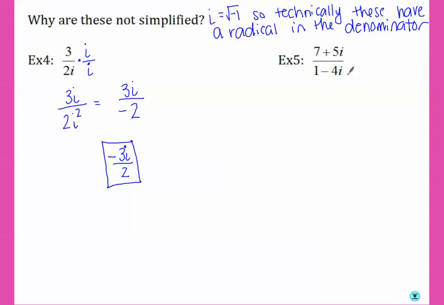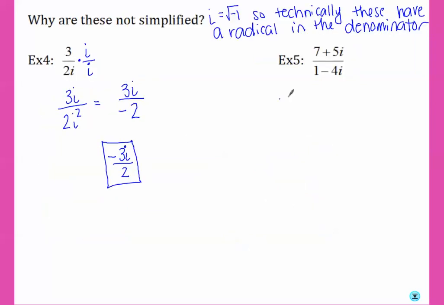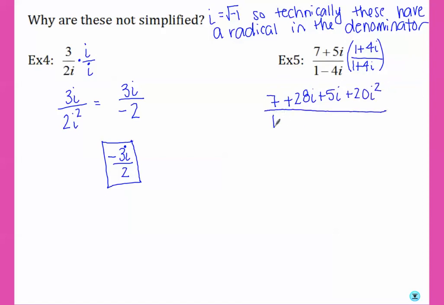This next example looks similar to these two previous examples where we have a binomial on the bottom. So just like those, we're going to have to multiply top and bottom by the conjugate of the denominator. Double distribute on the top. 7 plus 28i plus 5i plus 20i squared. And double distribute on the bottom. 1 minus 4i plus 4i minus 16i squared.